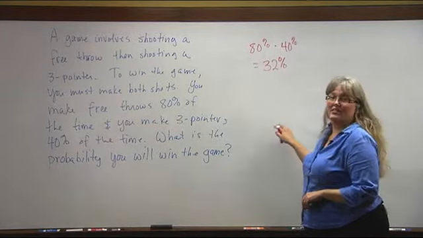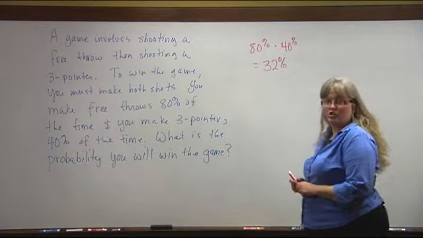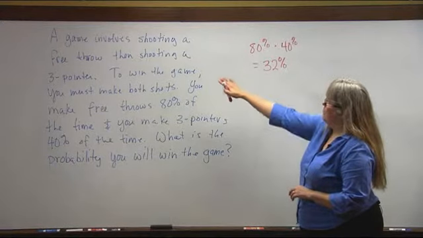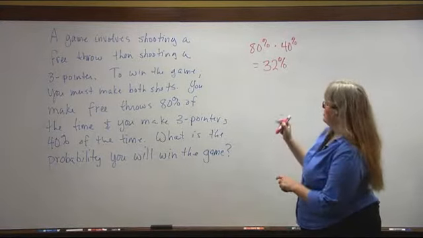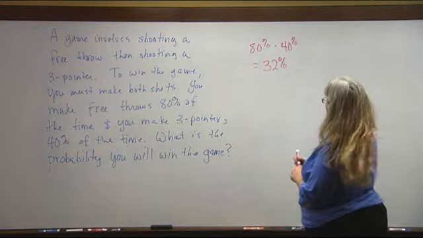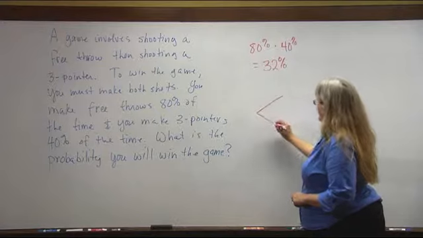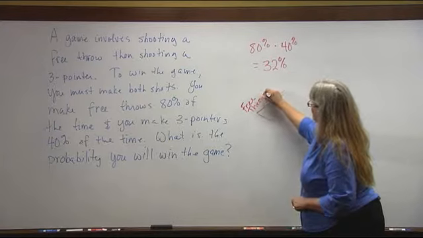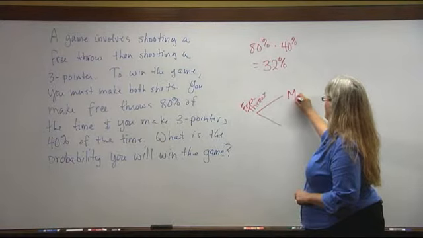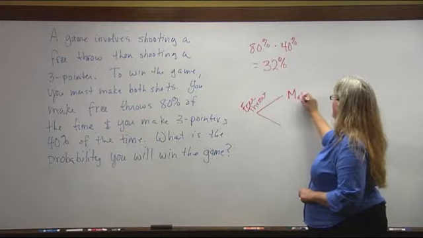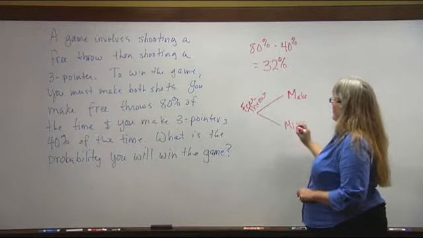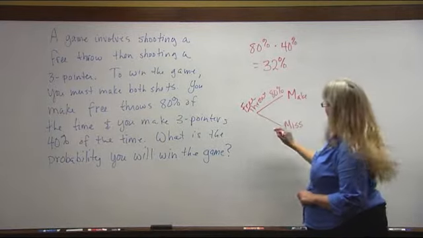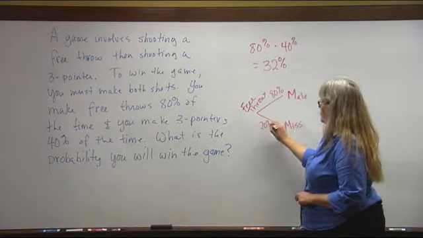Another way of looking at this is looking at the possible outcomes on a tree diagram. So the first possibility is that we're shooting the three-pointer. Oops, no, we're not. We're doing the free throw first. So here's our free throw. And we either make it or miss. Okay, so there's an 80% chance that we're going to make our free throw, and a 20% chance that we miss it.